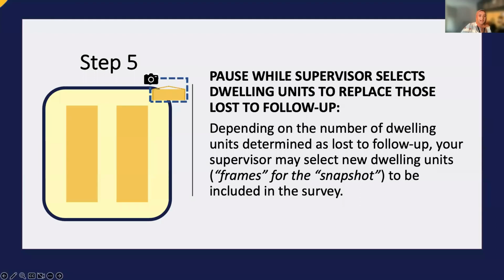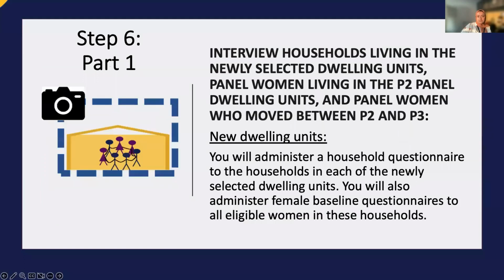And then in step 5, you paused while your supervisor selected dwelling units to replace those that were lost to follow-up. Depending on the number of dwelling units lost to follow-up, maybe your supervisor selected new dwelling units to be included in the survey. Maybe they didn't. And then in step 6, you interviewed the household residing in newly selected dwelling units, the panel women living in the P2, the phase 2 panel dwelling units, and panel women who moved between phase 2 and phase 3.